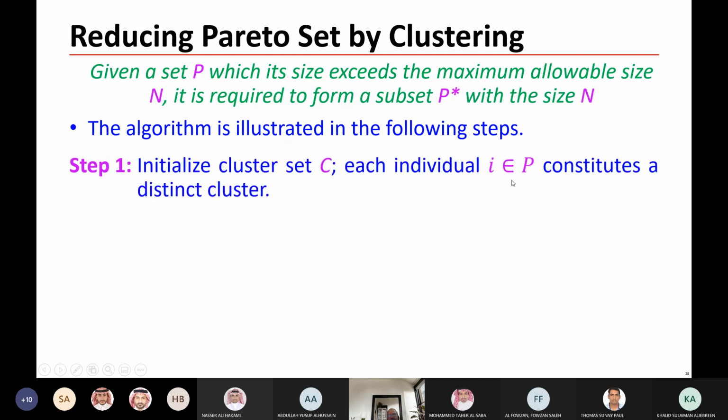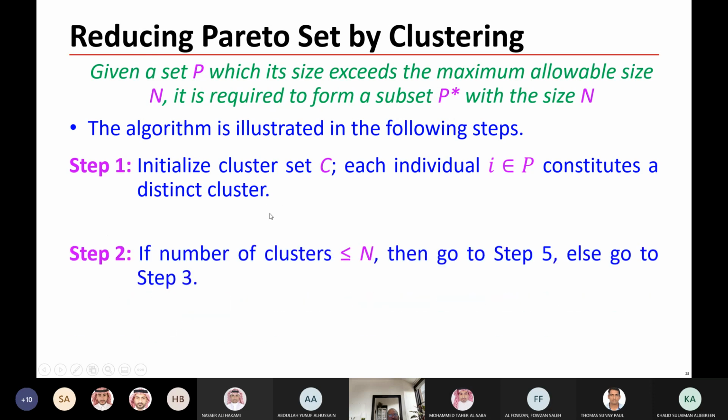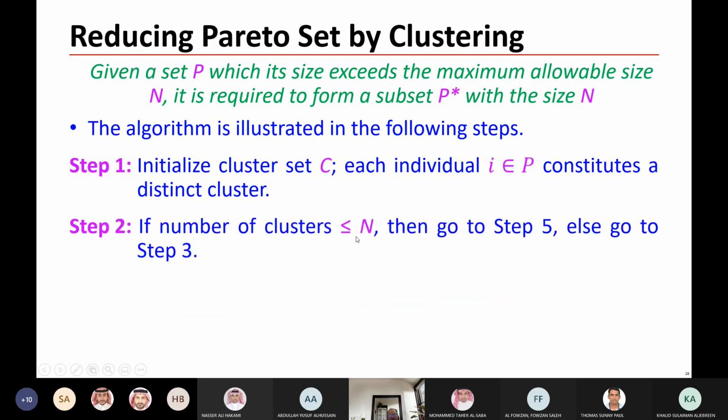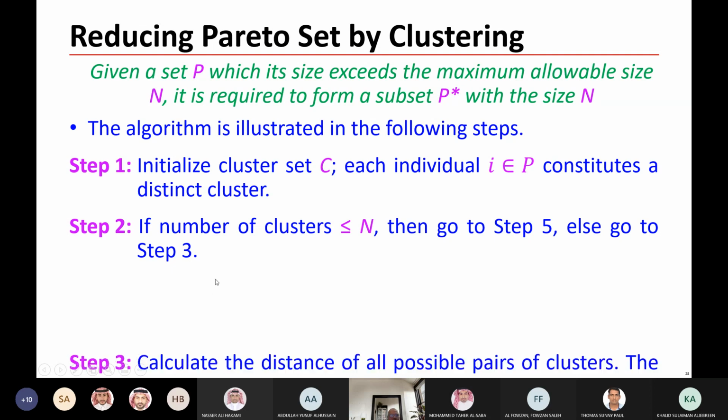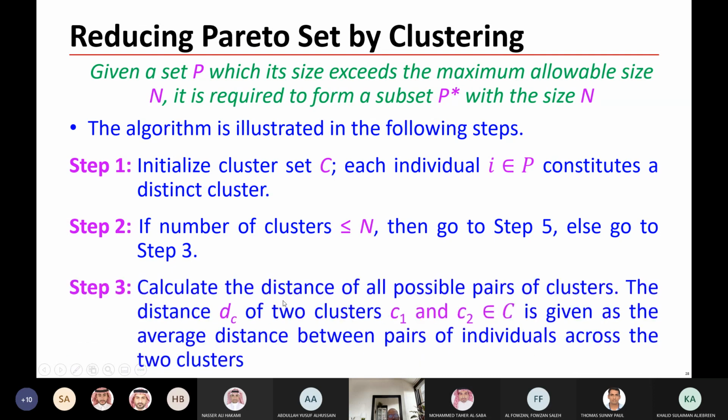Initialize the cluster set, where each individual constitutes a distinct cluster. If the number of clusters is less than or equal to N, then go to step 5, and you finish. Else continue, go to step 3, combine. Calculate the distance of all possible pairs of clusters. Okay, at the beginning we assume each solution is a single cluster.